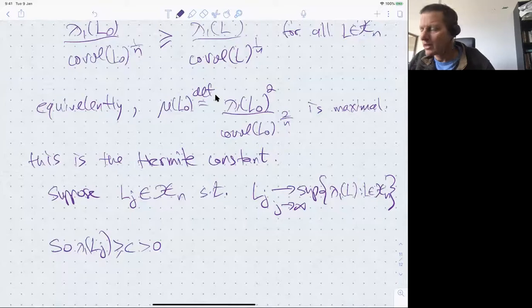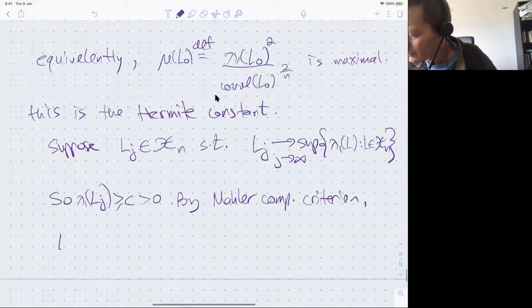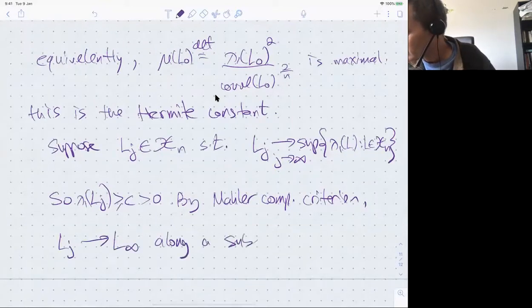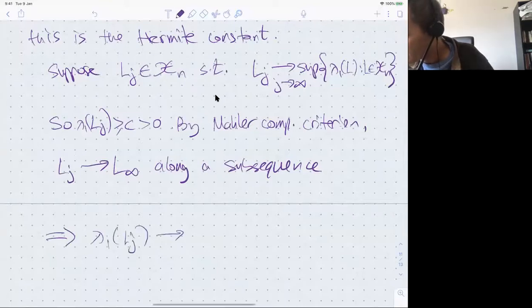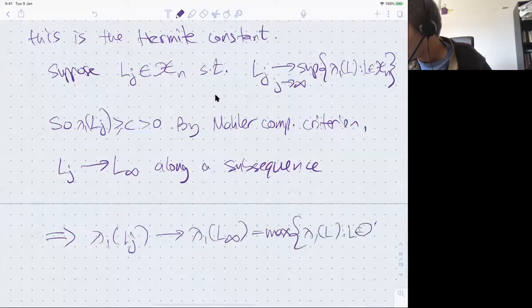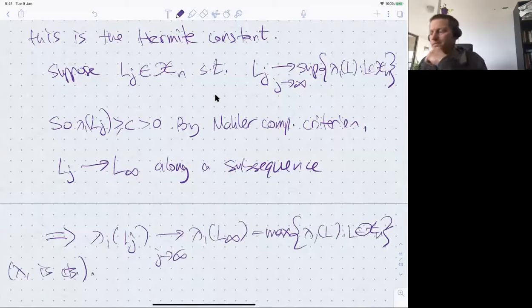And so by the modular compactness criterion, along a subsequence, we have convergence. And so by continuity of this quantity, we get what we want. This is because lambda 1 is continuous in this topology.